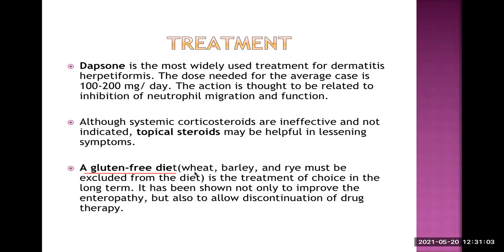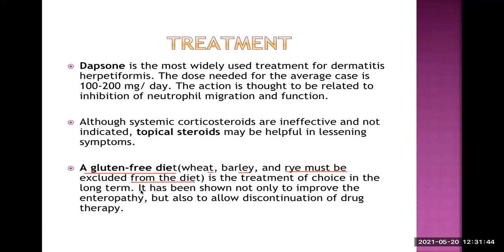Yes, in the beginning, if clinical manifestations have already occurred in the patient, they can be controlled with the help of drugs like a topical steroid, or even a systemic corticosteroid for a short duration. We can give them and control the clinical features. But what after that? We have to advise a gluten-free diet. So wheat, barley, and rye must be excluded from the diet because these are the ones which contain gluten.